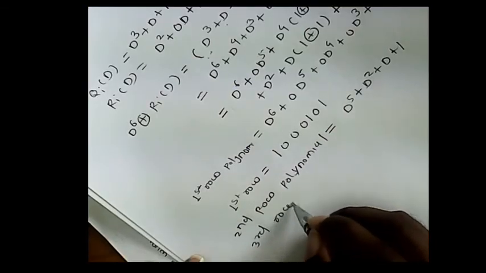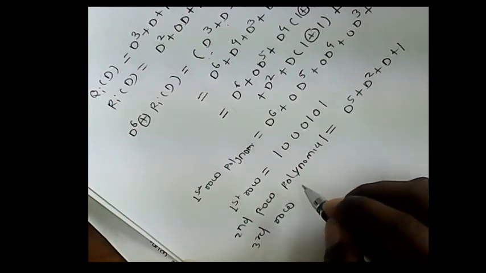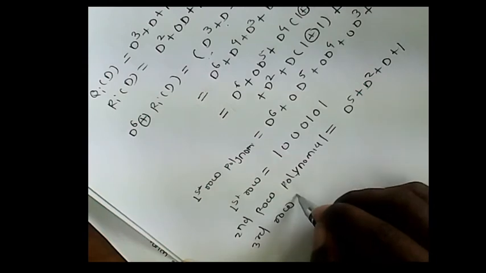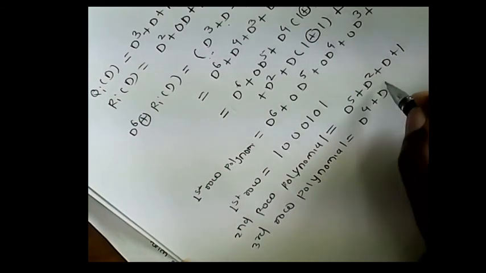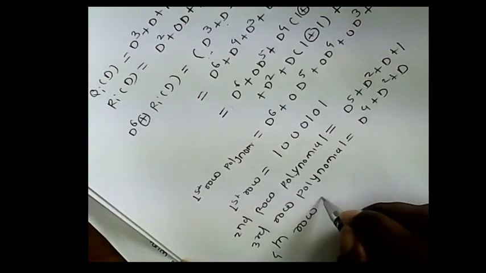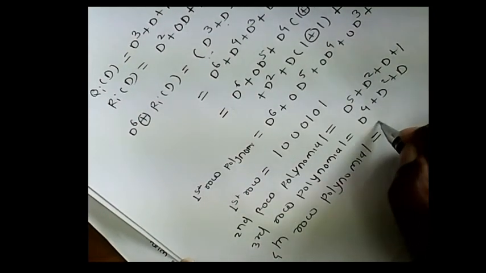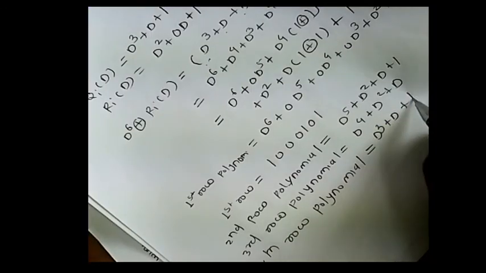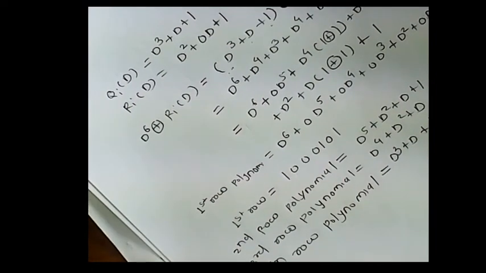Similarly, we can find out the third row of the polynomial: d raised to power 4, d square, d raised to power 1. Again we find the fourth row of the polynomial: d cube, d raised to power 1 plus 1. So we get the fourth row polynomial, and we can write it down in binary format.